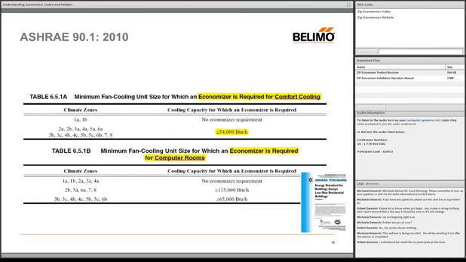ASHRAE standard 90.1 2010 also started using and differentiating when economizers were required for comfort cooling, as well as when economizers were required for computer rooms. As you can see, the differences in comfort cooling BTU tonnage, as well as the differences for economizers for computer rooms.